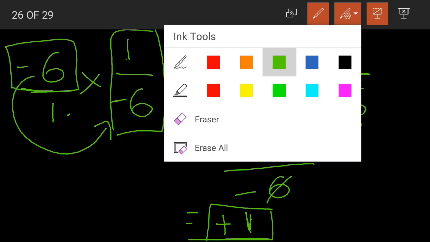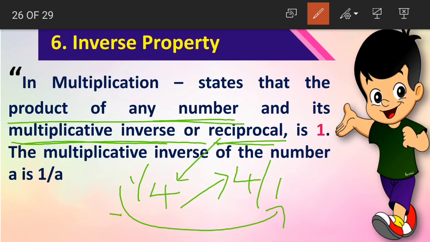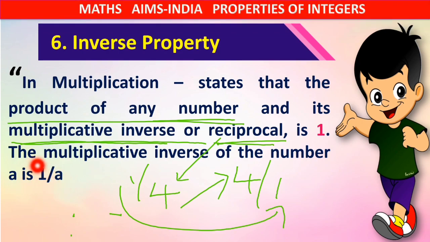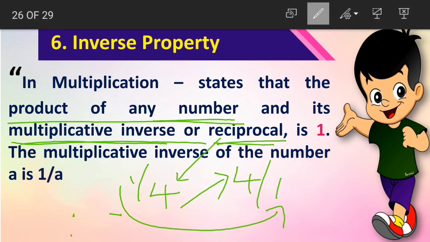Okay, class? Clear? The multiplicative inverse of a number a is 1 by a. When we multiply a with its multiplicative inverse 1 by a, we get the answer 1.